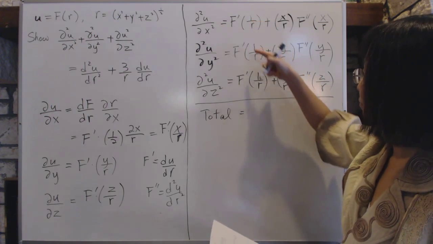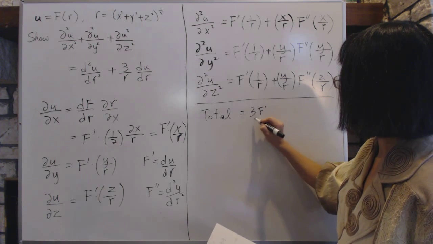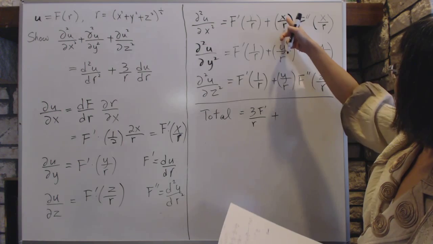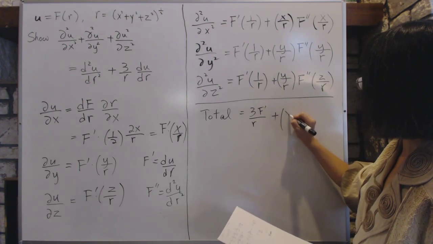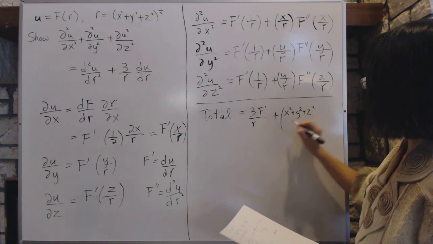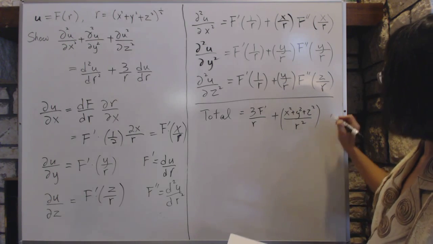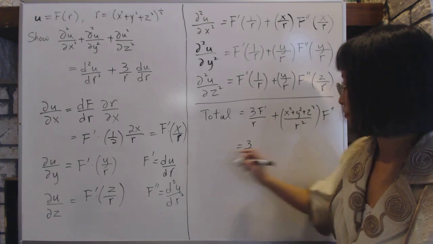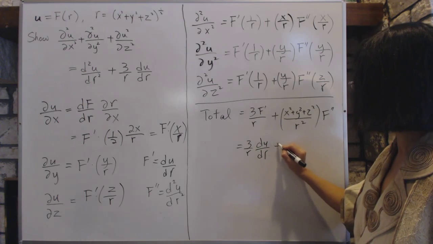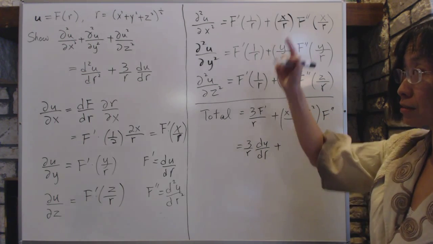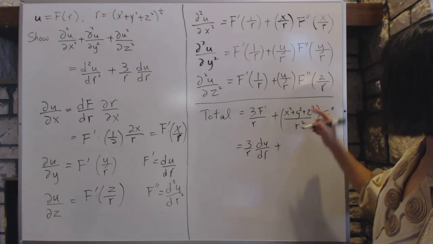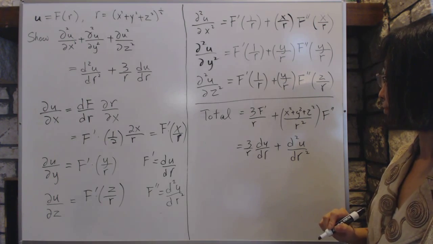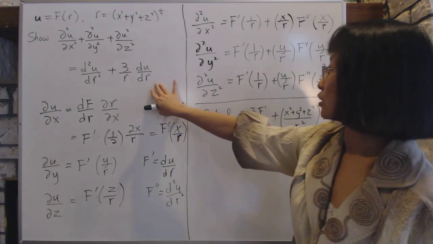The total is going to be 3 of these things. So 3f prime over r, plus this is x squared, y squared, z squared. So its total is x squared plus y squared plus z squared over r squared times f double prime. All right, and that equals 3 over r. Remember what f prime is. It's our short form for du dr. Plus, this is 1 because r squared is the sum of x, y, and z squared, as shown over there. So this is just 1, and then this becomes f double prime, which is d squared u dr squared. And that is exactly what we were trying to prove from the very beginning.